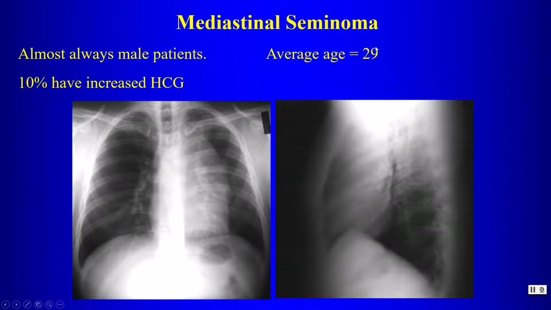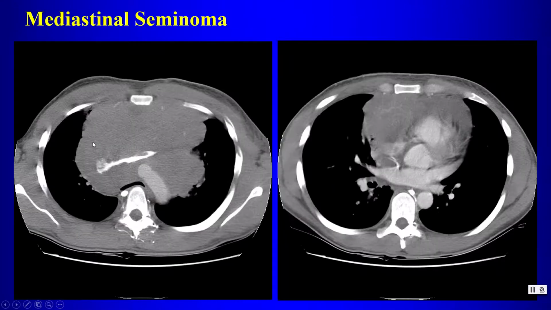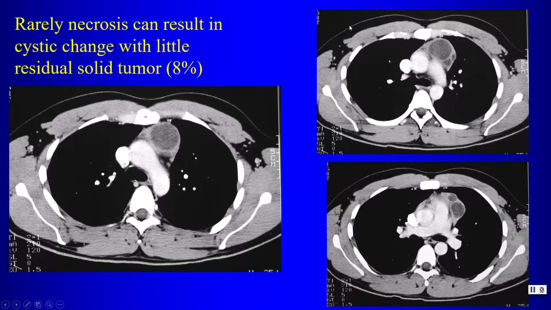Now, mediastinal seminomas, so these are malignant primary mediastinal germ cell tumors, again, almost always male patients, 10% will have increased HCG, and they tend to occur in young males. So these are usually homogeneous solid masses. They can have well-defined margins, can invade adjacent structures, and can be very aggressive. Here you can see this narrowing of the brachiocephalic vein and superior vena cava, a very aggressive anterior mediastinal tumor. So if we see something like this in a young man, your first thought might be lymphoma, but you also need to consider a malignant germ cell tumor like seminoma in these cases.